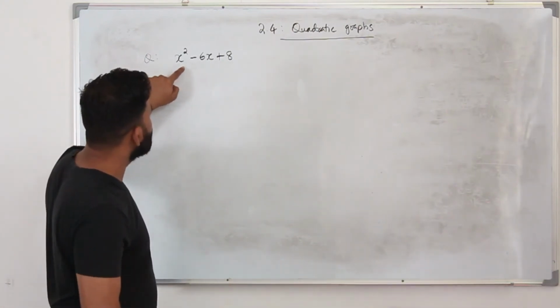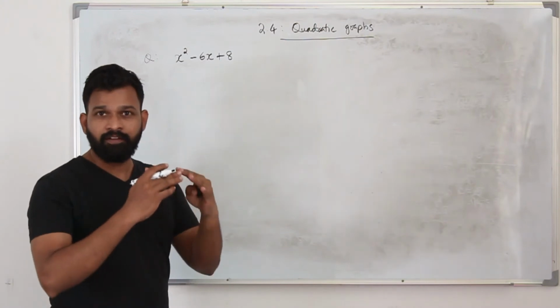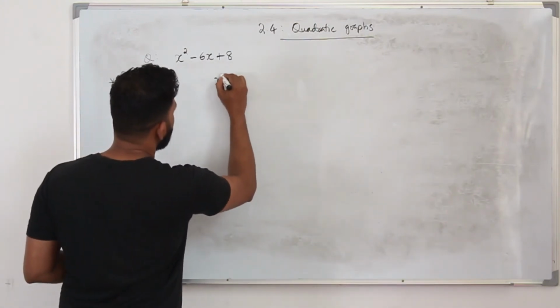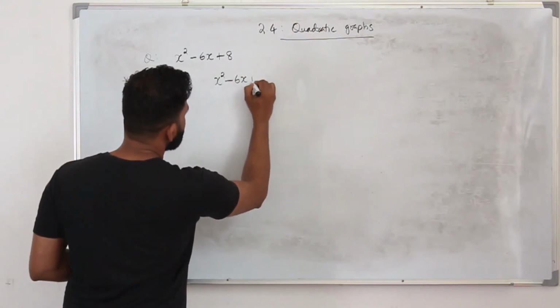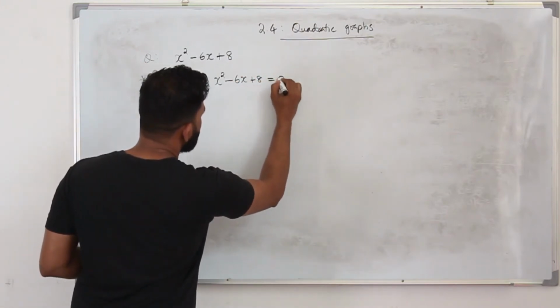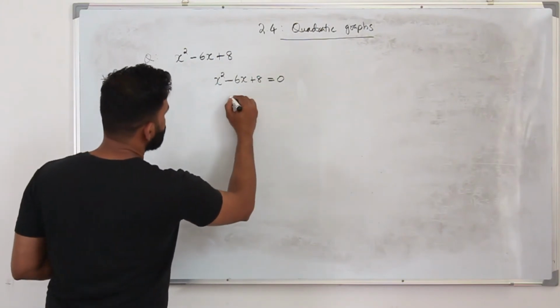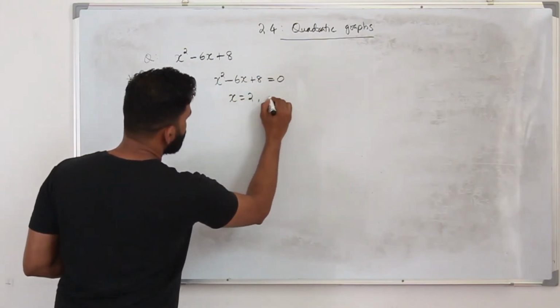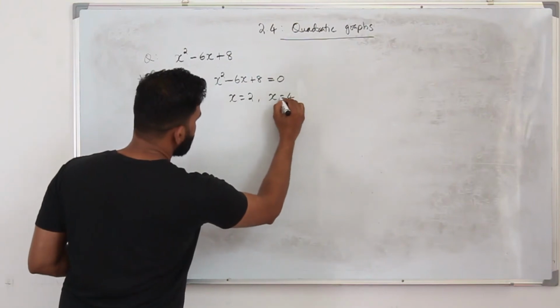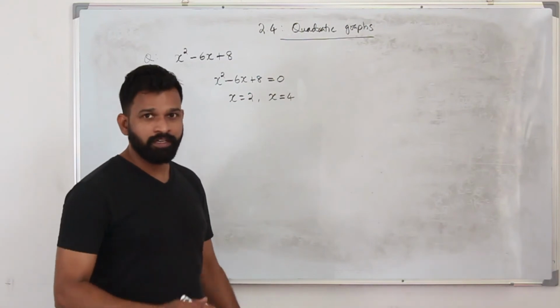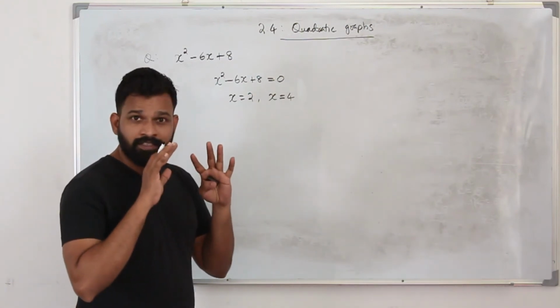So what is the first thing we do? You need to solve the given quadratic function. Take it as equal to 0. X square minus 6x plus 8 equals 0. So this will be minus 4 times minus 2. So you will have x is 2 and x is 4. You can solve by using any method. You got 2 points already. Now we are gonna sketch this graph.